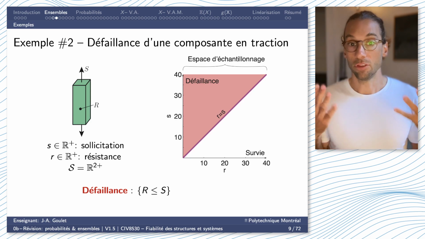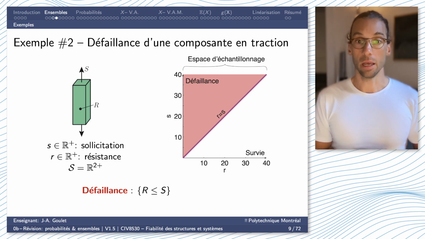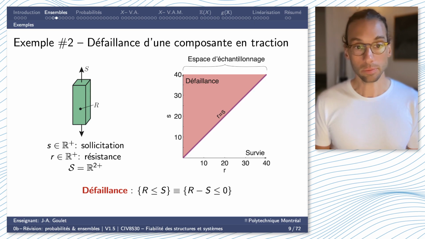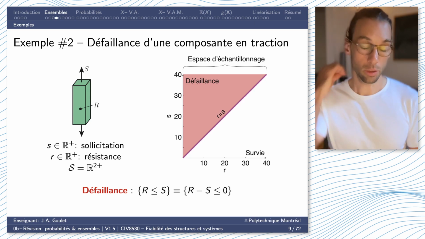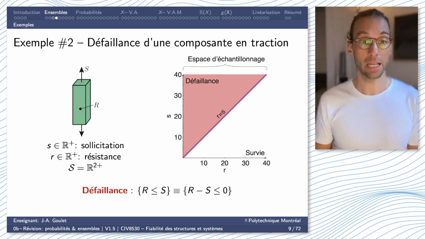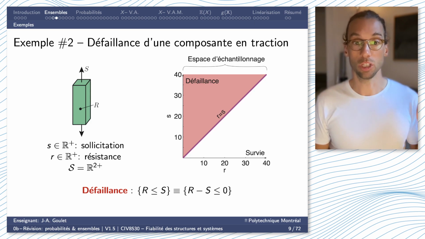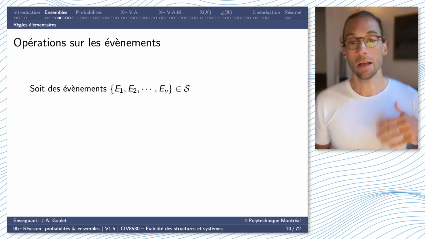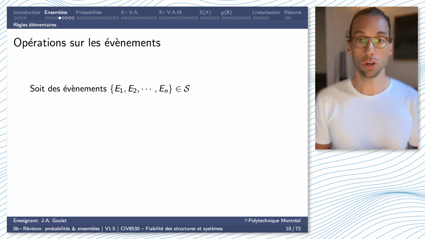So I'm going to have the failure of my component if R is less than or equal to my solicitation S. I can equivalently rewrite that inequality as the difference between the resistance and the solicitation being less than or equal to 0, just by sending S to the other side of that inequality. Okay, so now let's look at operations on events.